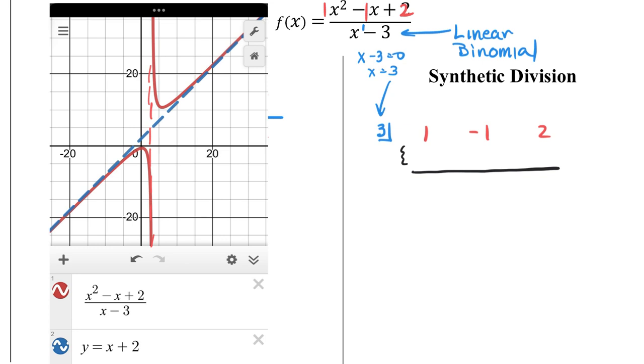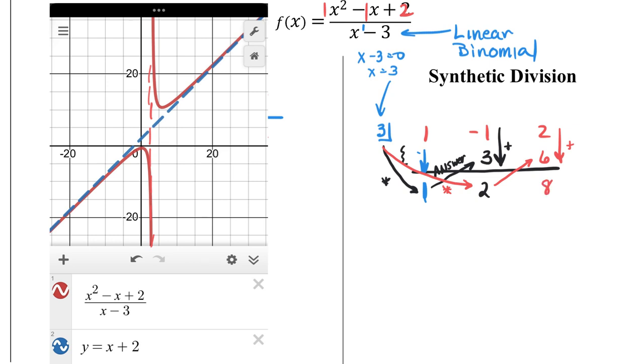And step number 1 is just bring down the 1, your lead term. Then, and it's a real easy process, you multiply. You put your answer underneath your next term coefficient. So answer goes up there. So 3 times 1 gives me 3. And then you add the column, 2. And then you do it again. You multiply, using a little asterisk to indicate multiplication. I put my answer under the next one. So 3 times 2 is 6. And I add. And I get 8.